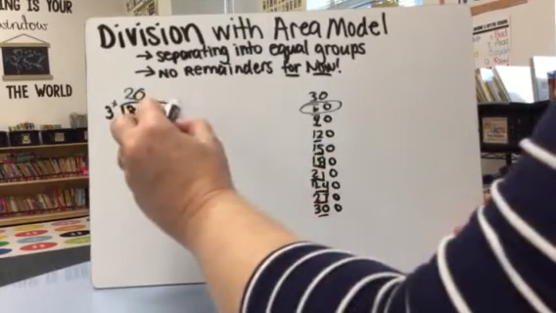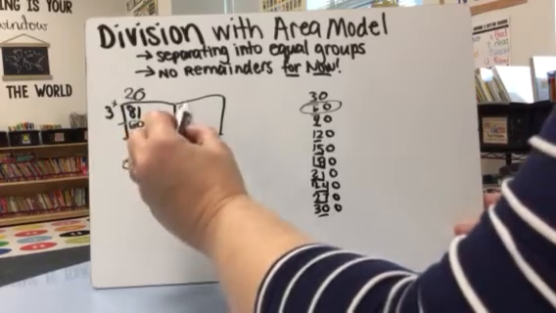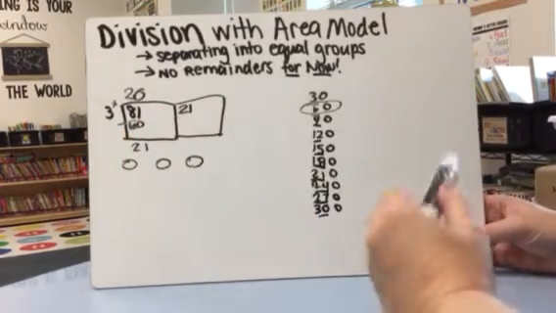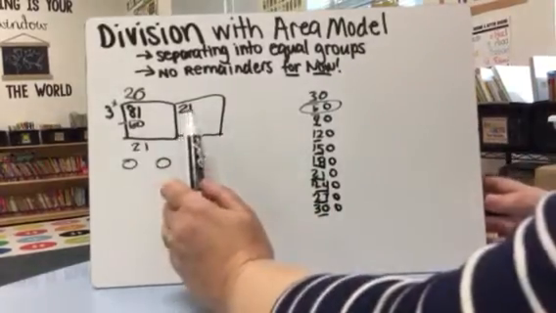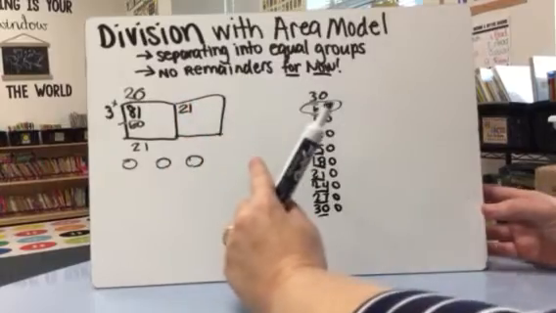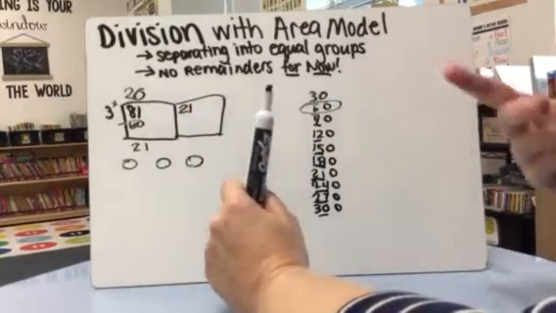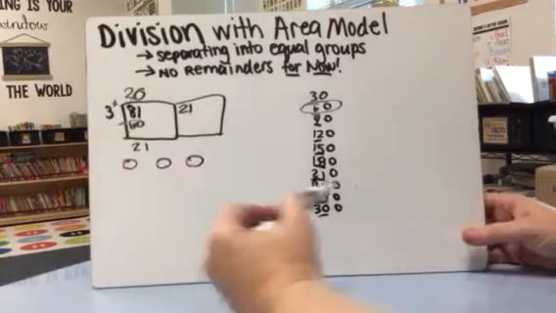Well, if I still have more to divide or to distribute, that 21 now becomes my new dividend. I've taken care of some of it. I have this many left. Now the problem is 21 divided by 3. Well, once you take care of your 10s and you get down to your 1s, it should be quick facts. 3 times what makes 21?